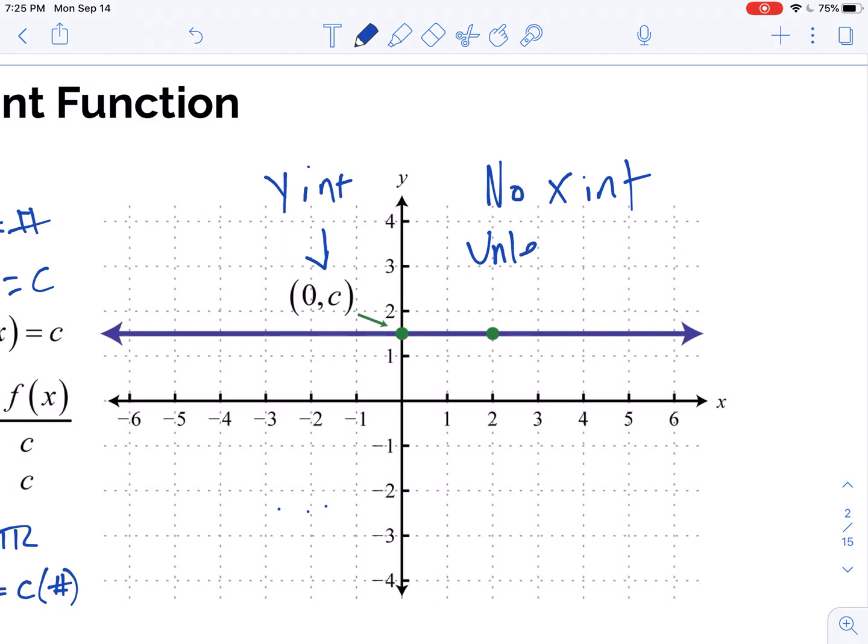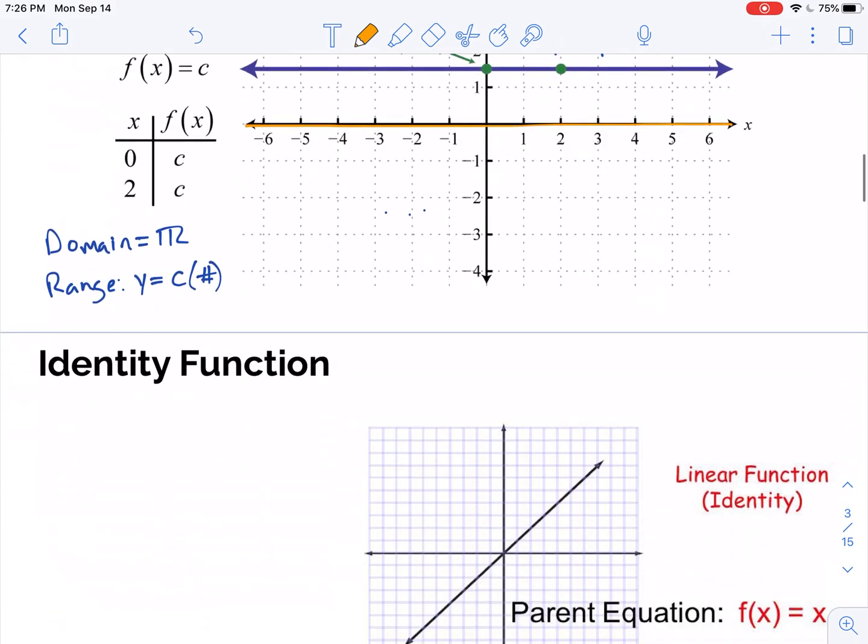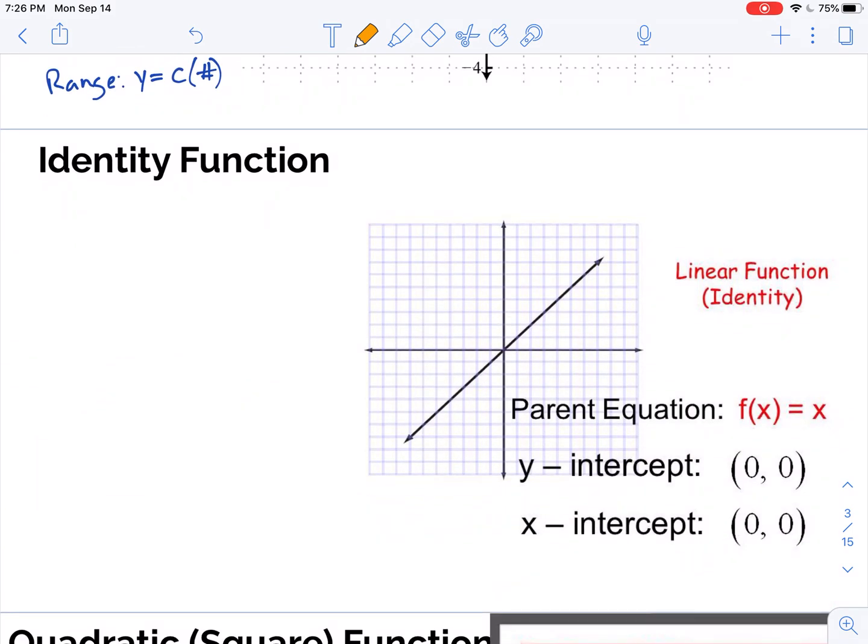Unless f of x is equal to 0. And if you have f of x is equal to 0, that's saying that you've got a horizontal line like this right across the x-axis, and then technically speaking, you've got an infinite number of x-intercepts because every part of this graph is touching the x-axis, and that's kind of less than useful anyway. So that's what a constant function is. That's kind of all the properties of constant functions, and you're only going to have one transformation of this, and that's changing the number. The identity function is also just a linear function.